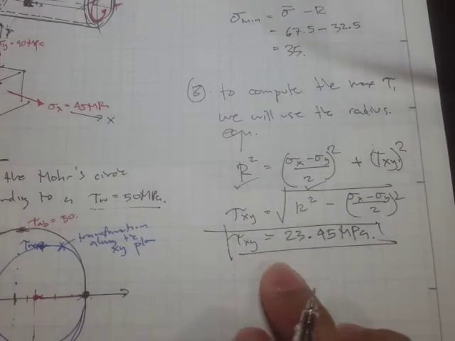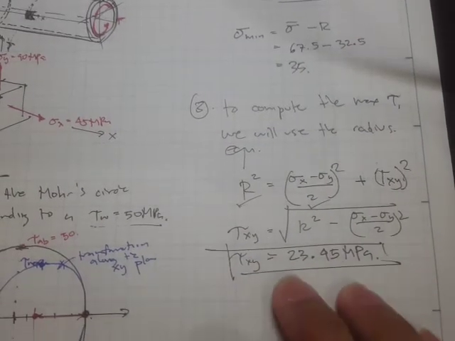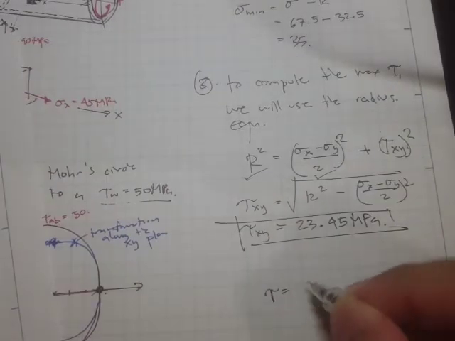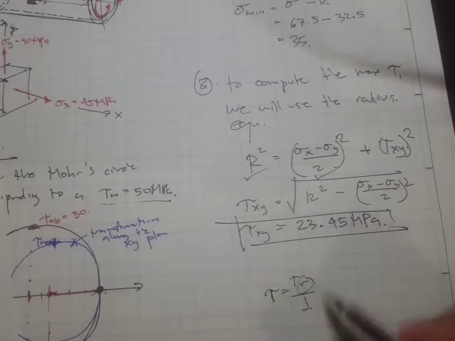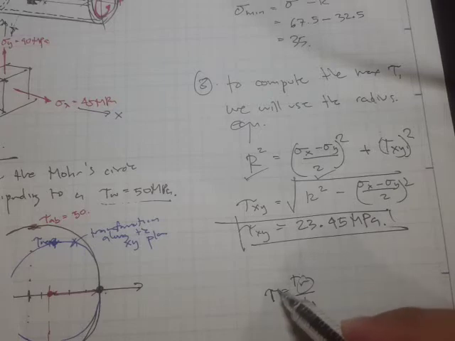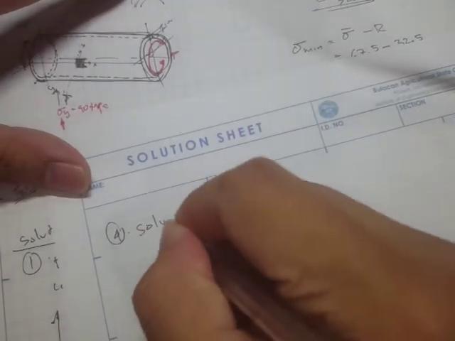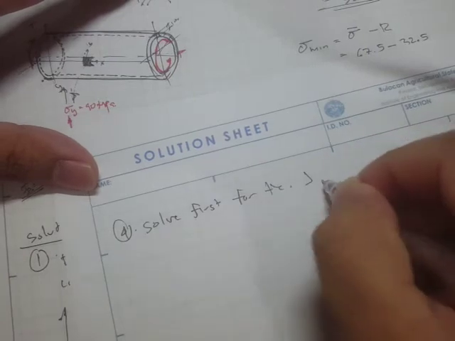So once we have the shear stress, then we can actually solve for the torque, because the shear stress is simply Tr over J. So we have this, we can solve for the J, and if we have the shear stress, then we can solve for the torque. Okay, so let's write it here. Solve first for the polar moment of inertia.